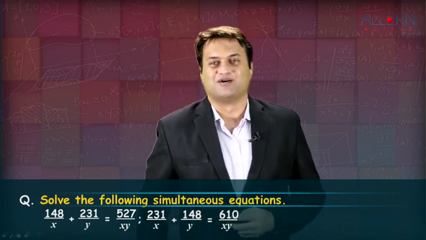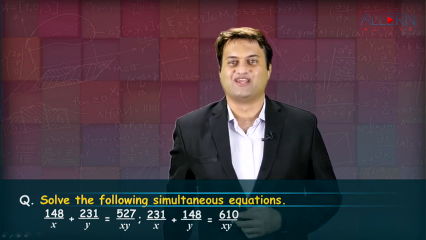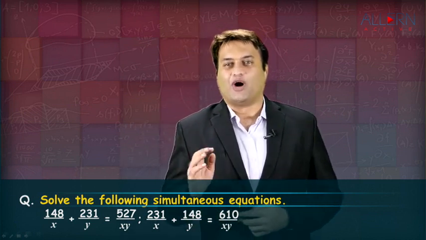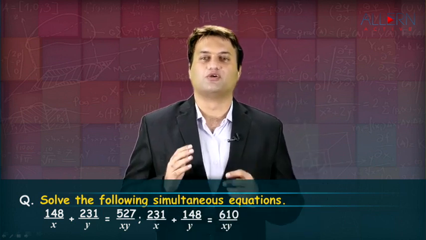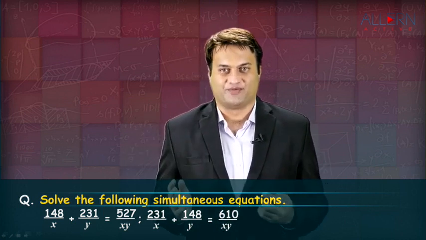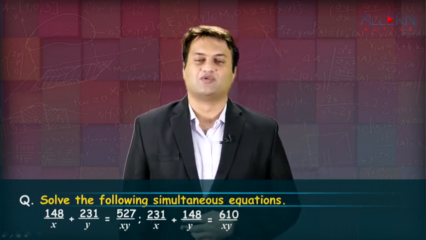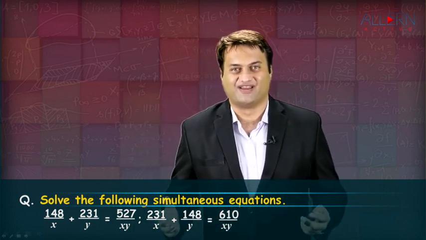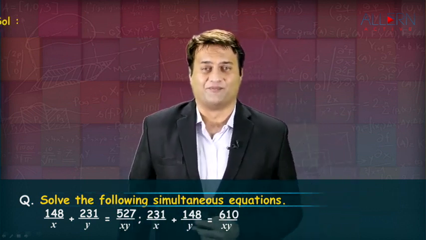Let's solve this sum. The question is solve the following simultaneous equations. As you all can see, there are variables in the denominator. 148 upon x plus 231 upon y is equal to 527 upon xy. 231 upon x plus 148 upon y is equal to 610 upon xy. So there are variables in the denominator. Let's see how do we tackle them.